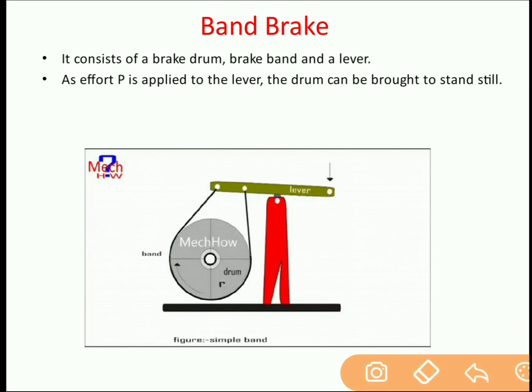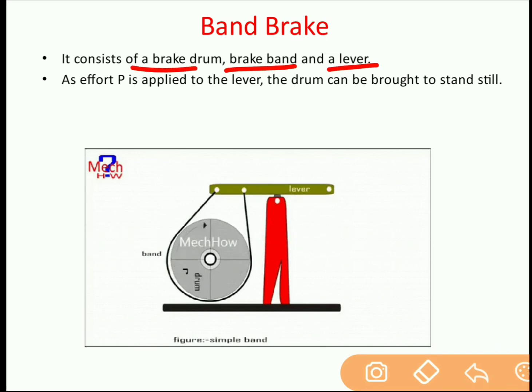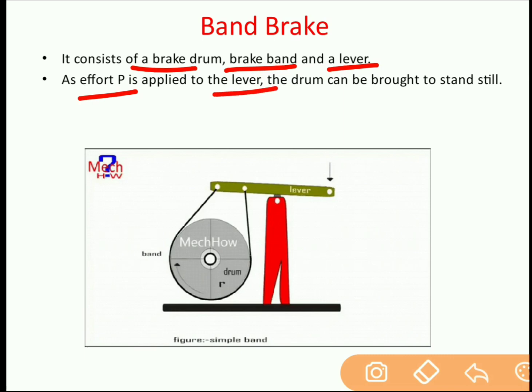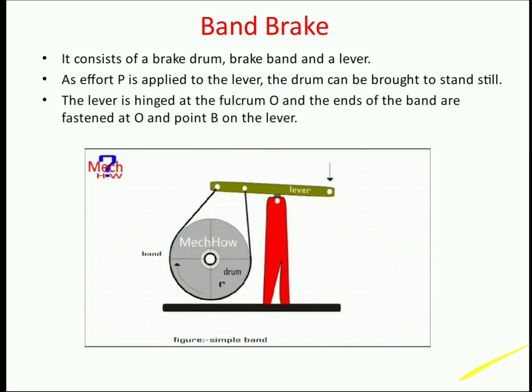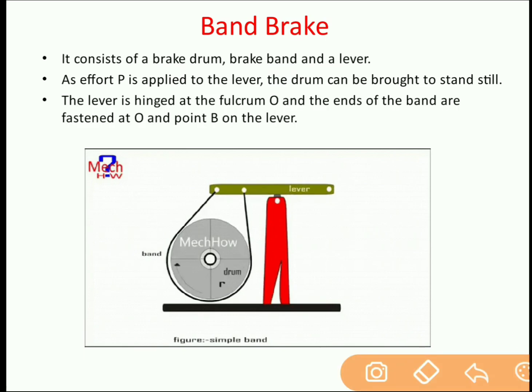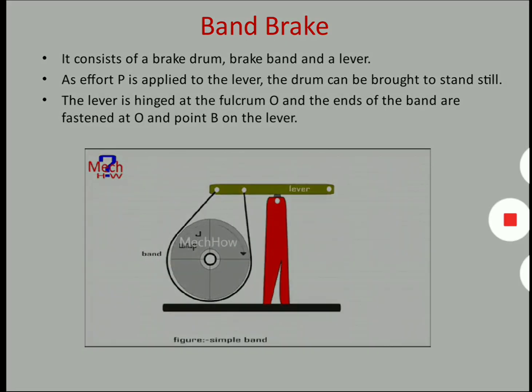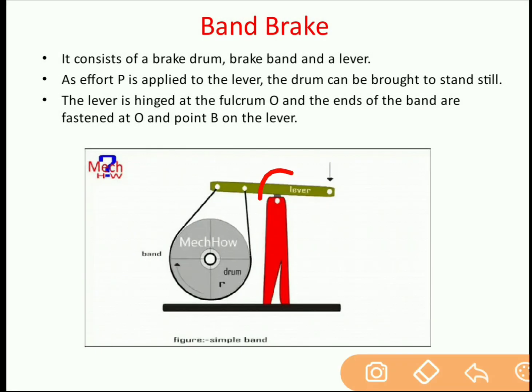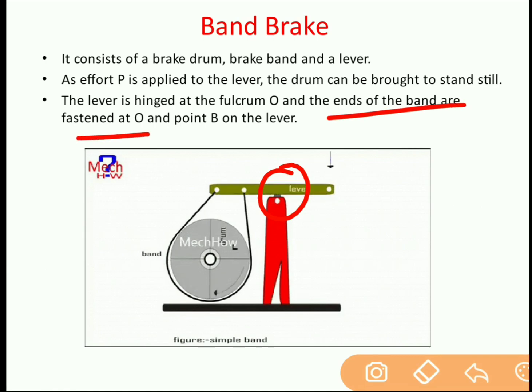So the band brake consists of a brake drum, brake band and lever. Effort P is applied to the lever, and when the effort is applied, the drum can be brought to a standstill. The lever is hinged to the fulcrum. So this is the fulcrum on which the lever is hinged. And the ends of the band are fastened at point O and point B. So these ends of the band are fastened at the first point and the second point.